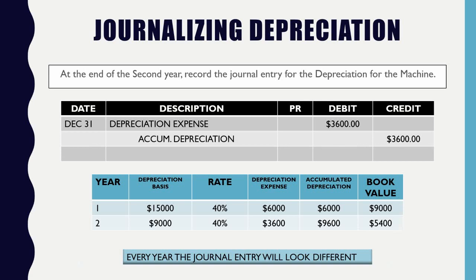So again, the second year is going to be the same thing: depreciation expense and accumulated depreciation. And notice that because when we solve for the table we're decreasing the value differently, depending on what the basis is, every time you journalize this it does look different, because it's a different number that you're using every single time.